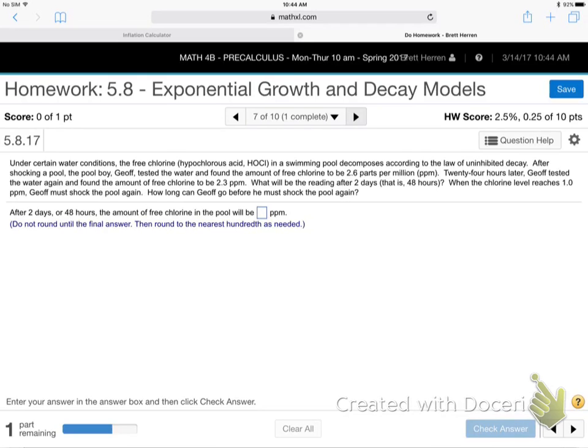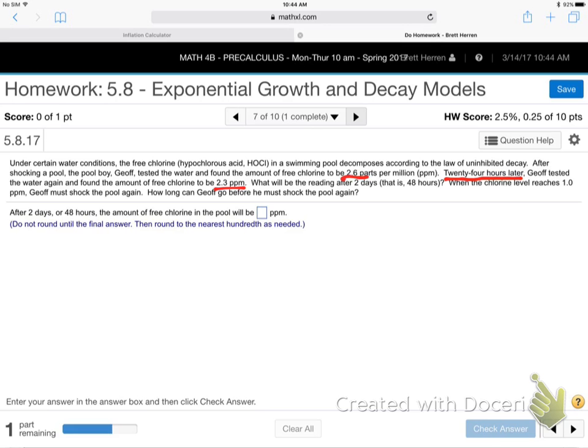Okay, so Jeff tested the water, found the amount is 2.6. 24 hours later, it went down to 2.3. So there's the crucial facts. All that other stuff, forget it. It was at 2.6. That's our principal investment. 24 hours later, it dropped to 2.3. All you need to know is a start, an end, and a time. And then you can do phase 1 and get your hands on R.